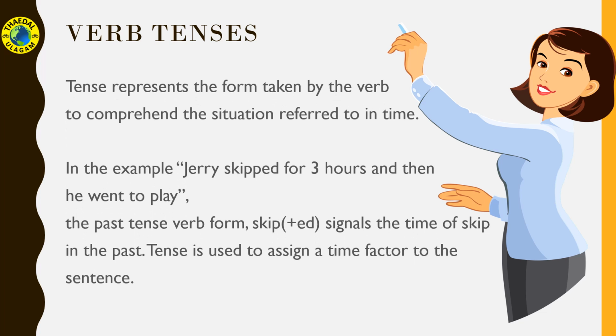Tense represents the form taken by the verb to comprehend the situation referred to in time. In the example, Jerry skipped for 3 hours and then he went to play. The past tense verb form, skip plus ed, skipped, signals the time of skip in the past. Tense is used to assign a time factor to the sentence.